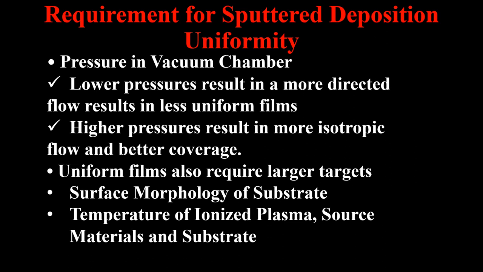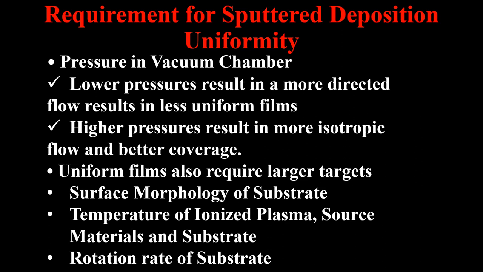So the uniformity of the deposited film is basically concerned with the temperature of the source material and also the temperature of the ionized plasma. Ionized plasma is basically the ionized argon gas inside the sputtering chamber with electrons. So there should be a certain range of the temperature of the ionized plasma and the source material, the target material, in order to get a uniform deposition.